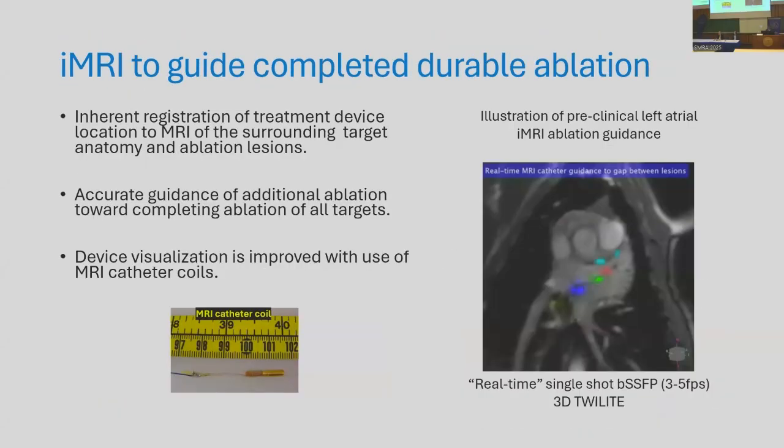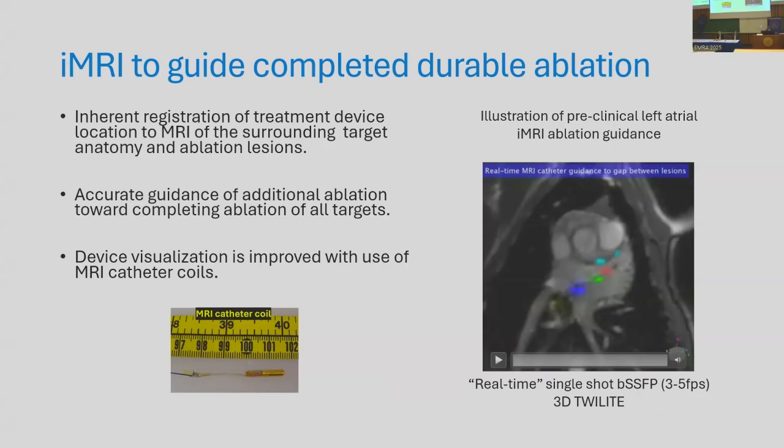So the idea of iMRI is to guide complete durable ablation. And part of the benefit of performing the entire ablation procedure within the MRI scanner is that there's an inherent registration between the device used for treatment, the surrounding anatomy, target anatomy, and ablation lesions. So in this case, overlaying the native contrast T1 lesion. And the idea is that this facilitates being able to accurately guide devices towards sites of incomplete ablation.